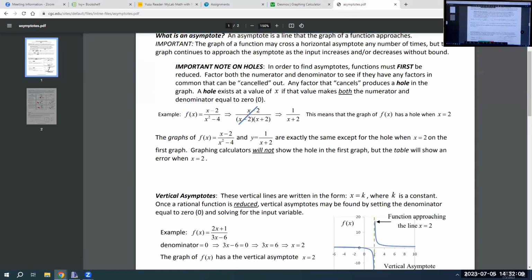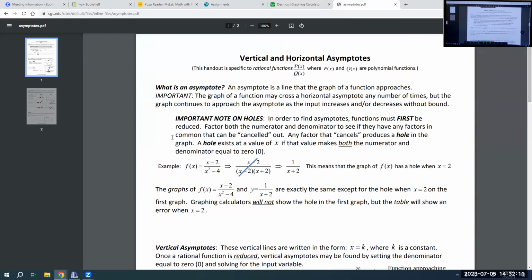So I can post this with the notes. I'd be happy to. I didn't write this, by the way, but I think it's pretty good. Vertical and horizontal asymptotes. So it tells you what they are. We just saw this reduction rule. I'm hoping I'm projecting this. Yeah, okay. I can post this with the notes, I think.